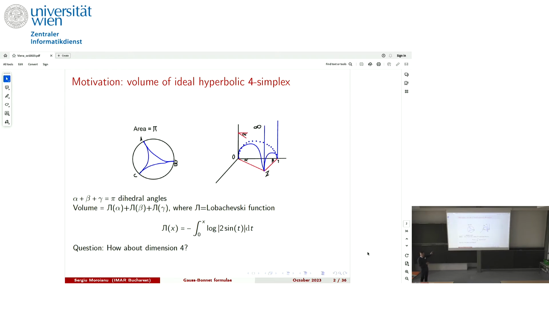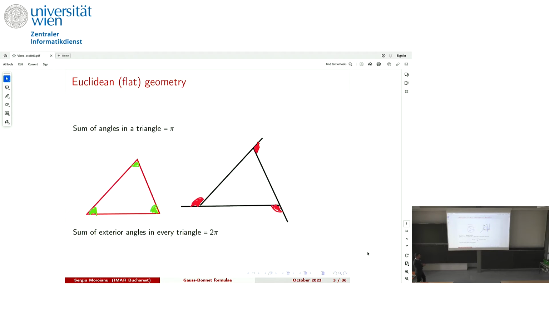Maybe you know the story about this formula. It was done before there existed any model for hyperbolic geometry. It's very nice that people were able to do something like that.